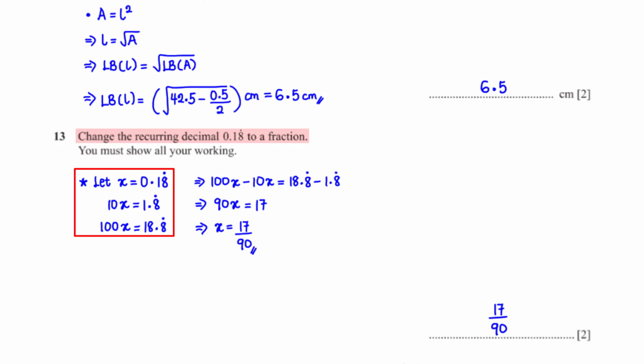We see that 10x and 100x have the exact same pattern after the decimal point. So we carry them forward to the next step by subtracting 10x from 100x. This gives us 90x equals 17. When we divide both sides by 90, we get x equals 17 over 90.